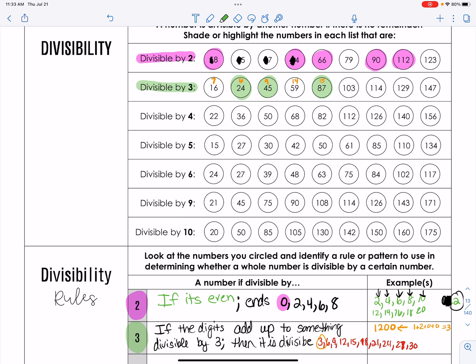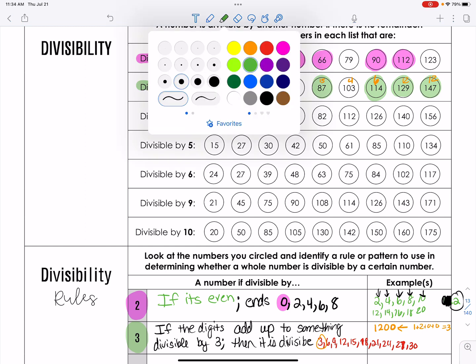Okay, 1 plus 3 is 4, so 4 is not divisible. 1 plus 1 is 2, plus 4 is 6. 6 is divisible by 3, so 114 is. This would be 3 plus 9 is 12. 12 is divisible by 3, so 129 is. And then finally 147, 5 plus 7 is 12, so 147 also is. So those ones are divisible. You add up the numbers to see if it divides by 3. If the number that it adds up to is divisible by 3, then that number is.